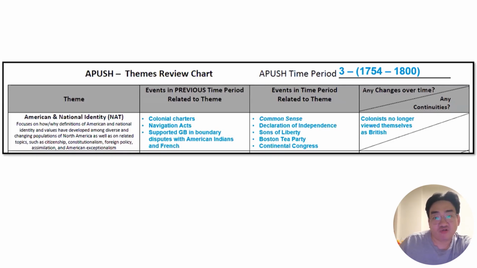The colonies supported Great Britain against their war with France and the American Indians in the French and Indian War. But now in Unit 3, there are these ideas like Thomas Paine's Common Sense, the Declaration of Independence. The Sons of Liberty are going to protest taxes. The Boston Tea Party, Continental Congress, all of these things are going to form and shape the ideas of American independence. So are we seeing change or are we seeing continuity? Obviously, it's going to be change because the colonists are no longer going to view themselves as British. They are now the United States of America.